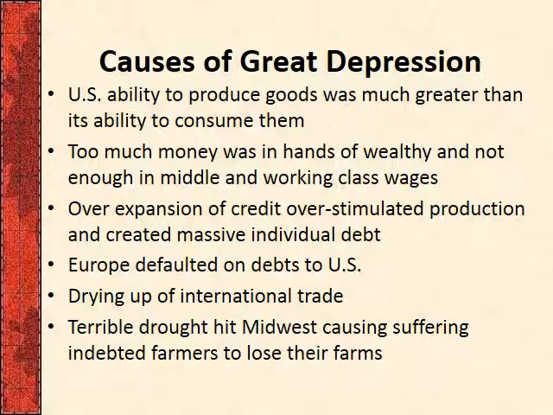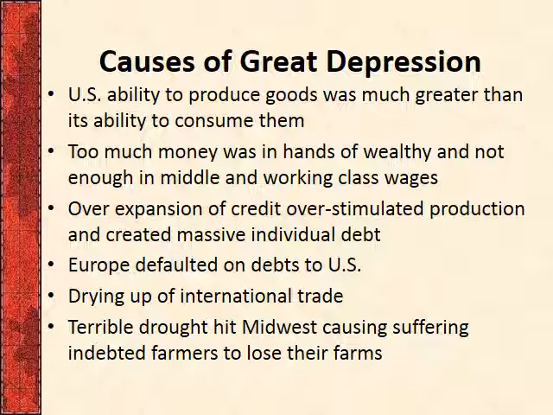All right, so what are the causes of the Great Depression? The U.S. ability to produce goods was much greater than its ability to consume them. We basically got too good at making stuff and growing stuff, and there weren't enough people to buy that stuff. This is almost always one of the major causes of a financial panic: over-speculation of something. There was too much money. This is kind of a Zinn type argument, although your textbook talks about it as well. Too much money was in the hands of the wealthy, and not enough in the middle or working class wages. So the wealthy were able to weather the storm because they had savings that they could dip into, whereas the middle and working class did not.